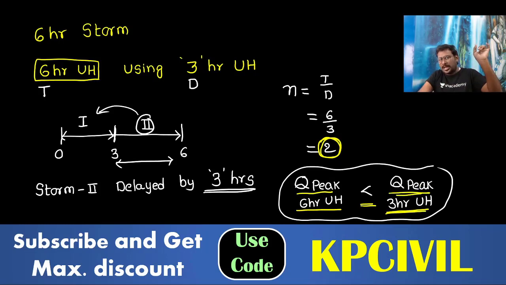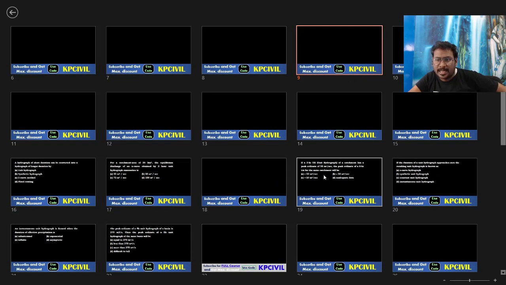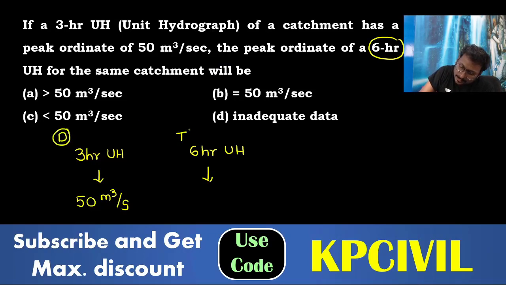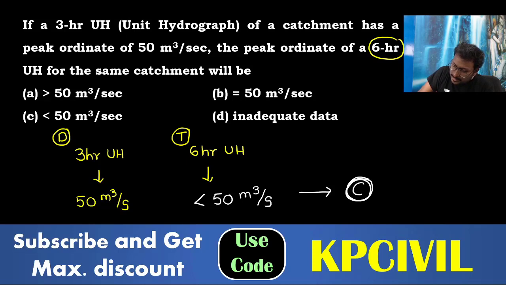In the explanation of method of superposition, clearly we have written: T-hour unit hydrograph P coordinate is less than D-hour unit hydrograph P coordinate. What is the D here? D is 3, T is 6. So what is the answer? Time increases, discharge decreases. Less than 50 meter cube per second. So answer is option C.